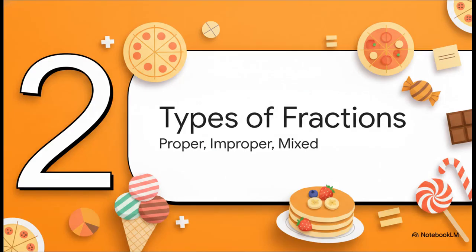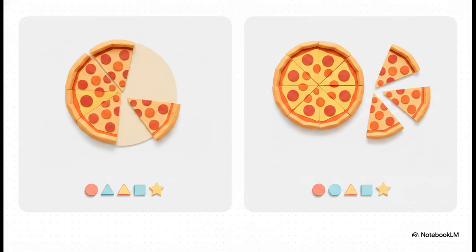Moving right along to Section 2, the 3 types of fractions. We're going to look at proper, improper, and mixed fractions. Okay, so on the left, we've got proper fractions. This is your classic setup where the numerator is smaller than the denominator, like 3/4 or 1/2. Visually, this means you have less than one whole. It's our partially eaten pizza.